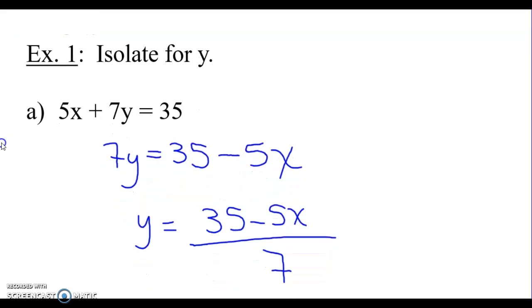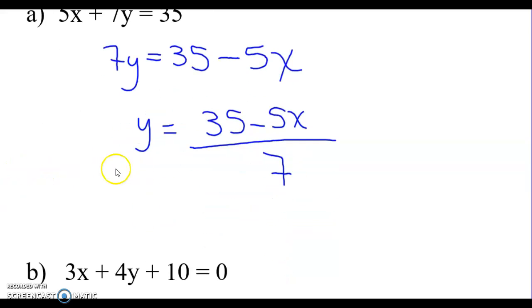So in example 1, the instructions read isolate for y. So that means I want y all by itself on either side of the equal sign. So I'm going to choose to move the 5x over to the right-hand side. I'm left with 7y equals 35 minus 5x. I need to get rid of this 7, so I divide everything by 7. Now, when I move it over, I can either divide the whole thing by 7 and write it out as y equals 35 minus 5x over 7, or I can divide each piece on the other side by 7. So I'd have y equals 35 over 7 minus 5x over 7. It's your choice, okay?